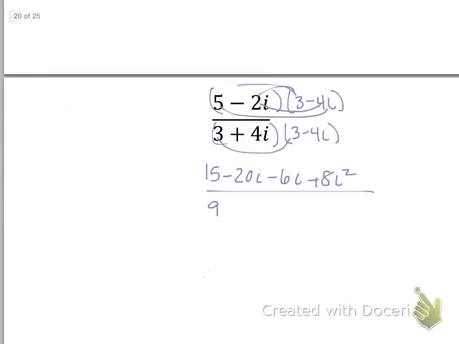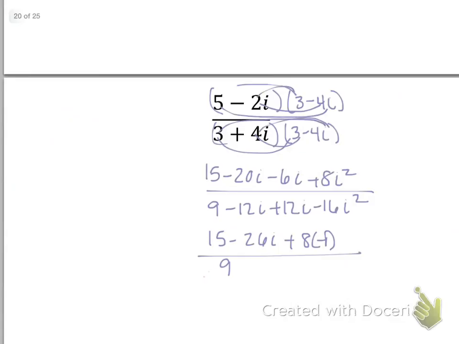3 times 3 is 9. Outside, 3 times negative 4i is negative 12i. Inside, 4i times 3 is positive 12i. And then my last, 4i times negative 4i is negative 16i squared. Let's get rid of that parenthesis. Combine like terms, change your i squareds to negative 1s. So 15 minus 26i plus 8 times negative 1. 9, my i's cancel, minus 16 times negative 1. 15 minus 26i minus 8 all over 9 plus 16.